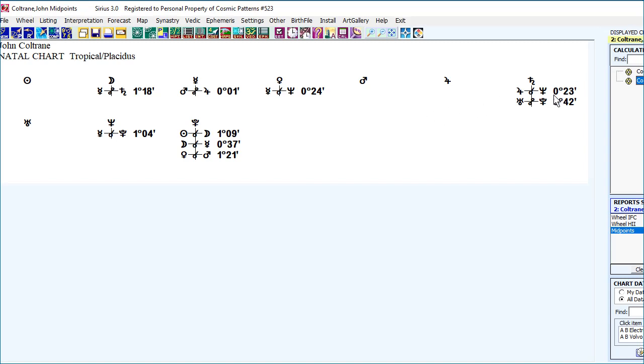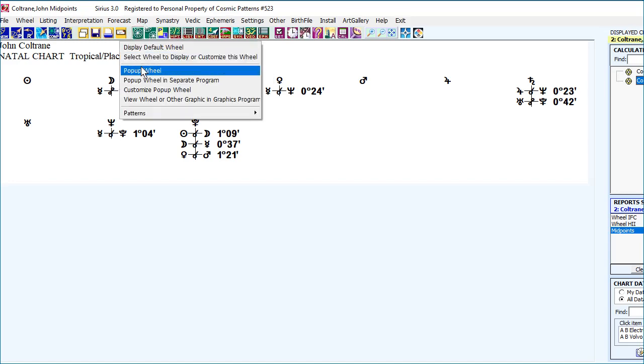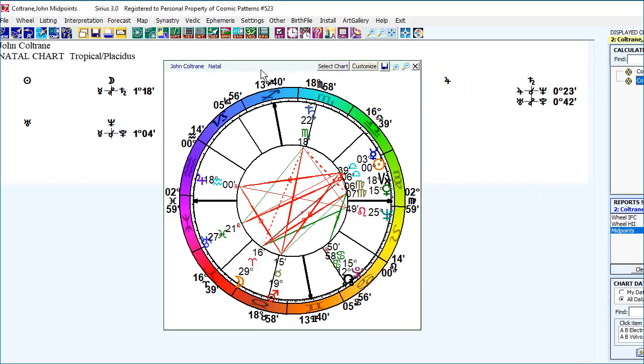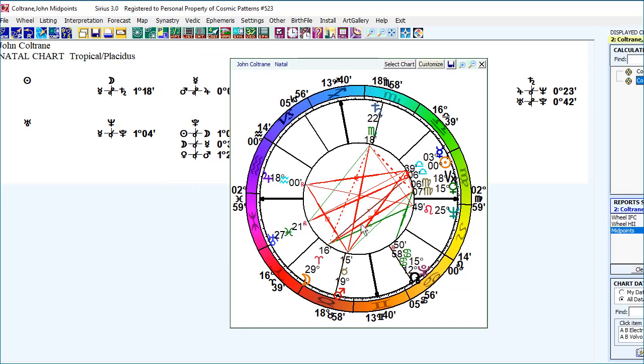Now we notice there's a midpoint isotrap here. That's also important. So we're seeing some other things that are important. In particular, let's look at that pop-up wheel again. Drag it over here. And so Saturn at 22 Virgo is at the Jupiter-Neptune midpoint, 23 minutes, and it's at the Uranus-Pluto midpoint. Midpoint isotraps are very, very powerful.